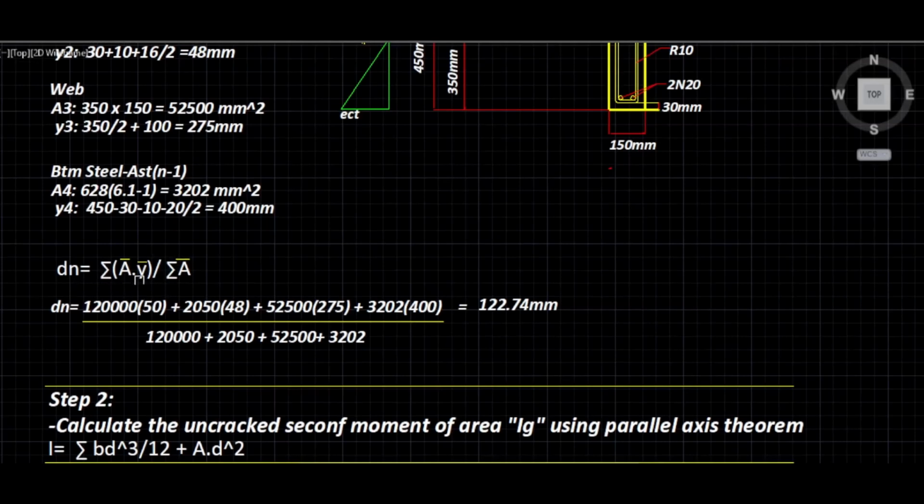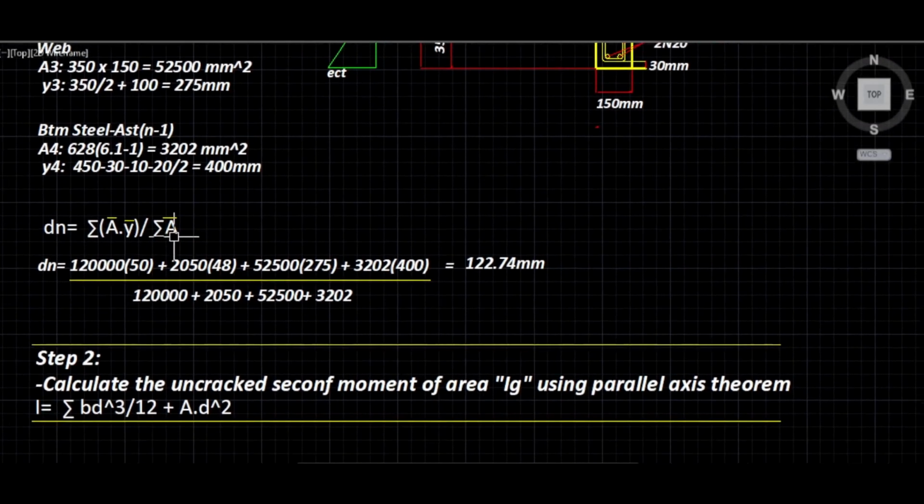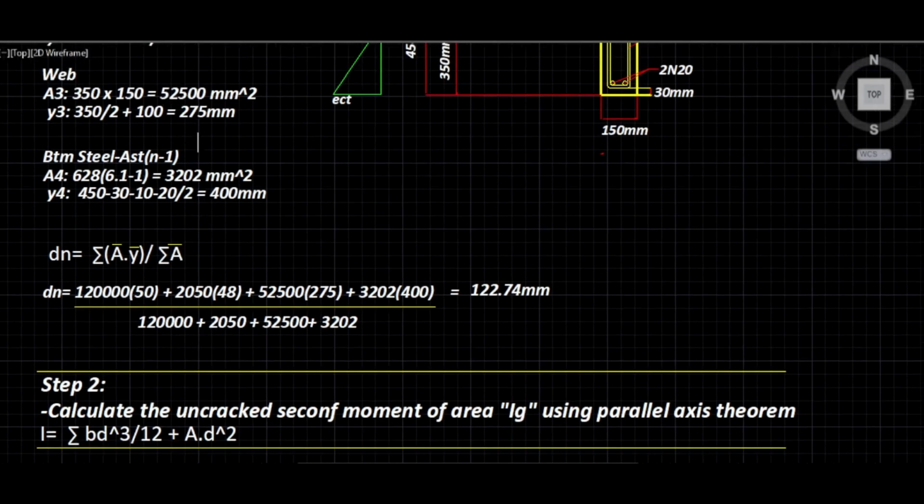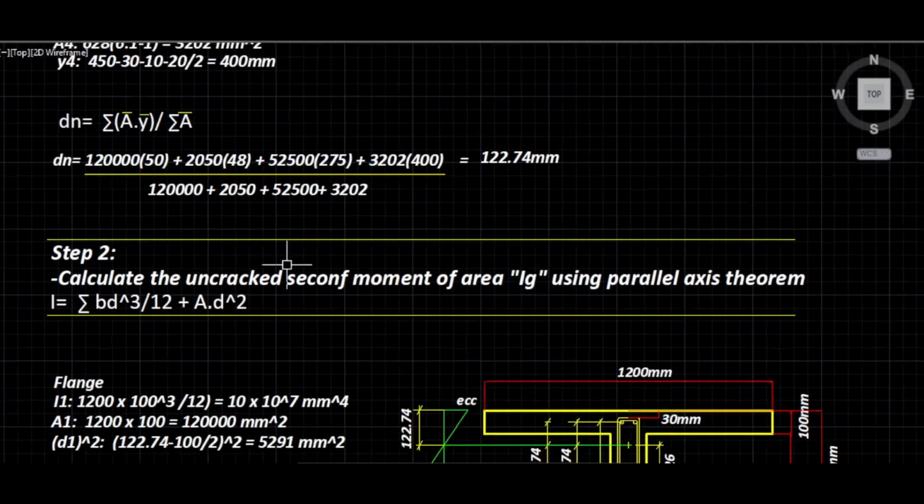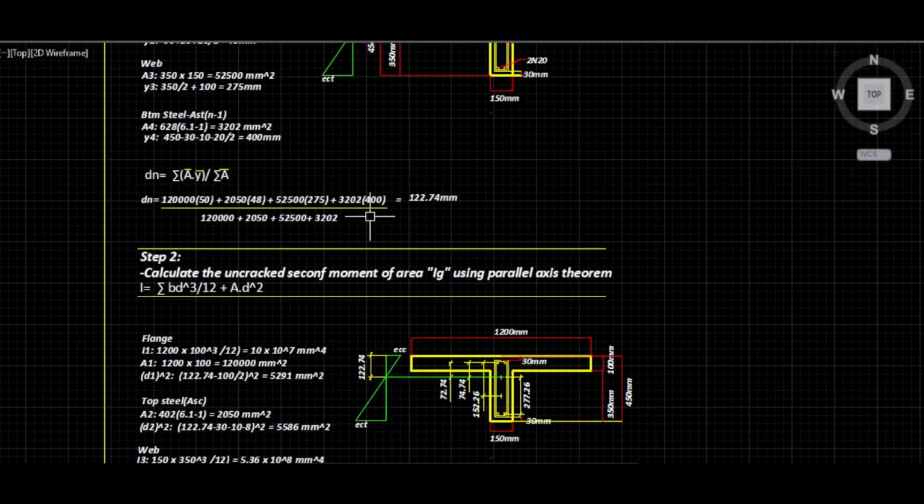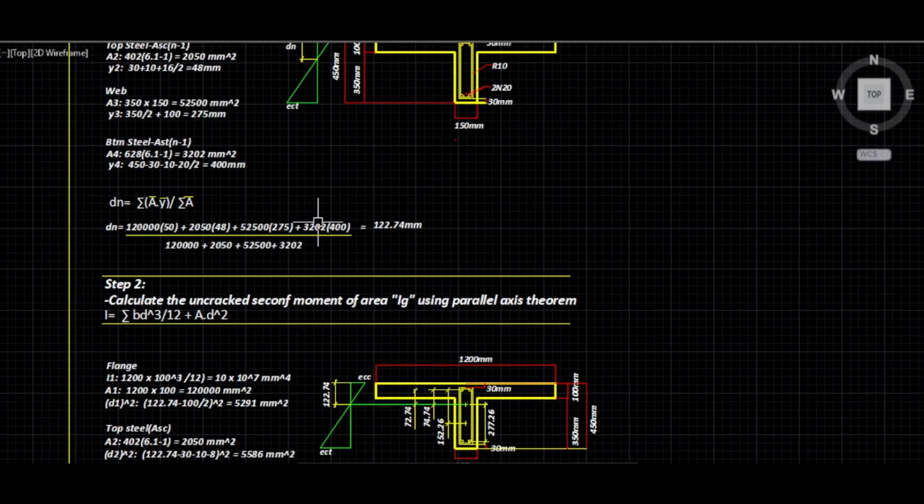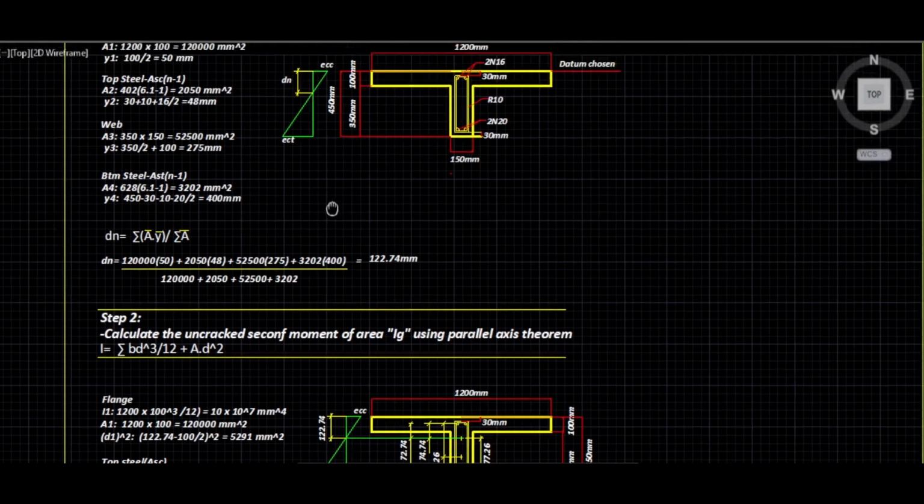And then we plug in this formula. dN is the sum of A bar multiplied by Y bar divided by the sum of A bar. So we take all the values that we worked out up here and plug them into the formula. And then we will end up getting the depth of the neutral axis is 122.74 millimeters from the top.